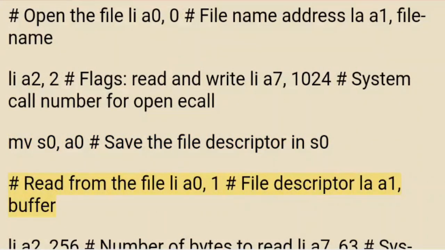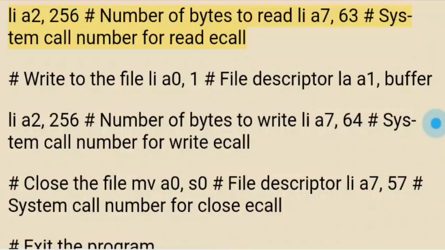# read from the file. li a0, 1 # file descriptor. li a1, buffer. li a2, 256 # number of bytes to read. li a7, 63 # system call number for read. ecall. # write to the file. li a0, 1 # file descriptor. li a1, buffer. li a2, 256 # number of bytes to write. li a7, 64 # system call number for write. ecall.